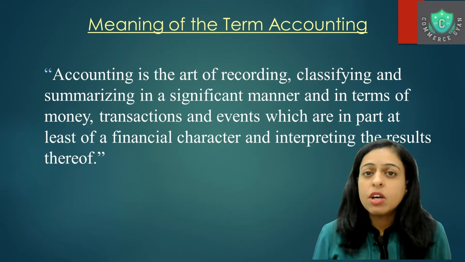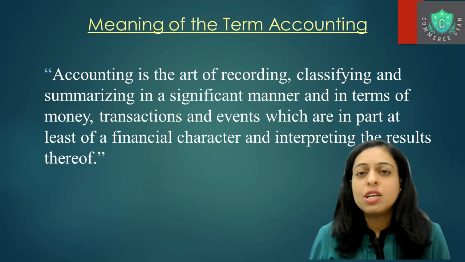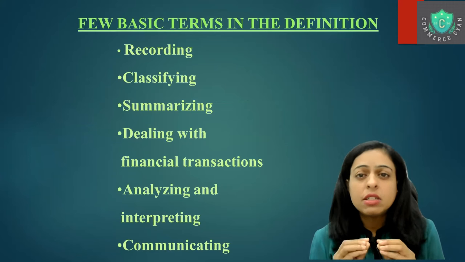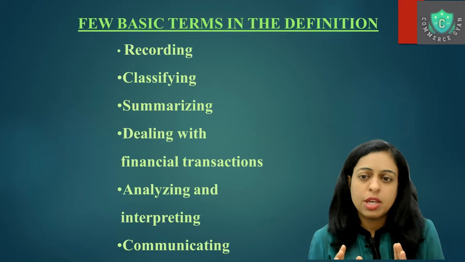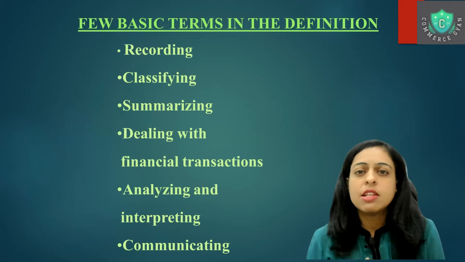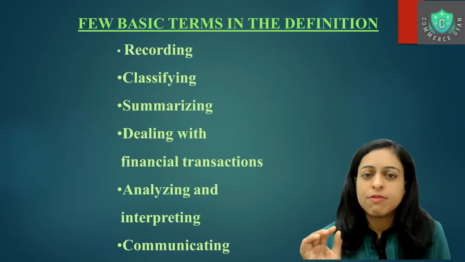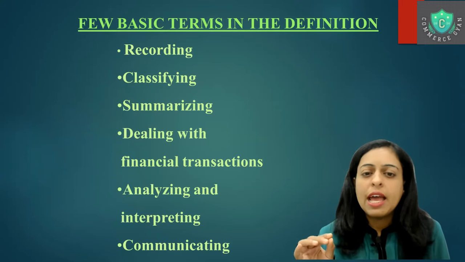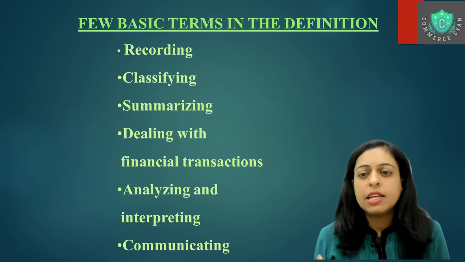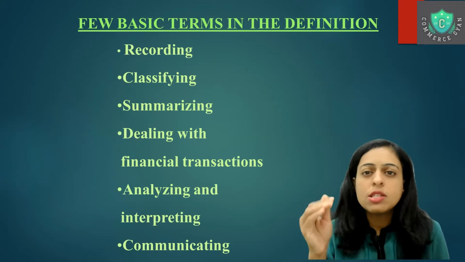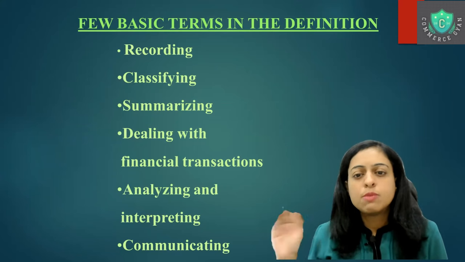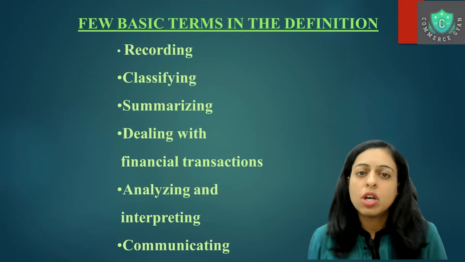And based on this, now I want to proceed to the next part that we have to learn, which is the basic terms in the definition. Okay. So this is what we have as a list. So what we have, we record, we classify, we summarize. And these transactions should be dealing with financial transactions. That is what I just told you. Analyze, interpret them, and then communicate. So this is the whole set that happens. This is the entire thing which happens when we are talking about accounting.